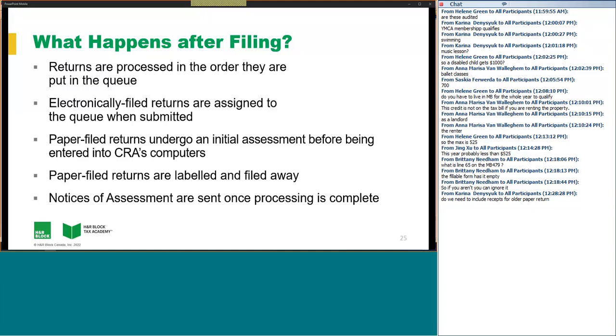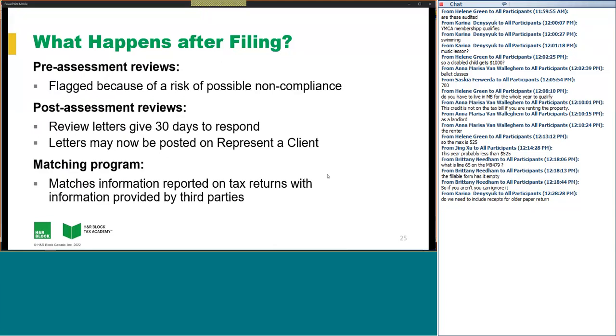All right. If it's electronically filed, it's assigned to the queue and it's submitted. Paper files will undergo an initial assessment, and then they get entered into the CRA's computers. The CRA will keep paper filed returns and file them. Okay. Notices of assessment are sent once processing is complete. The CRA has review processes. They have what are called pre-assessment reviews, post-assessment reviews, and a matching program.